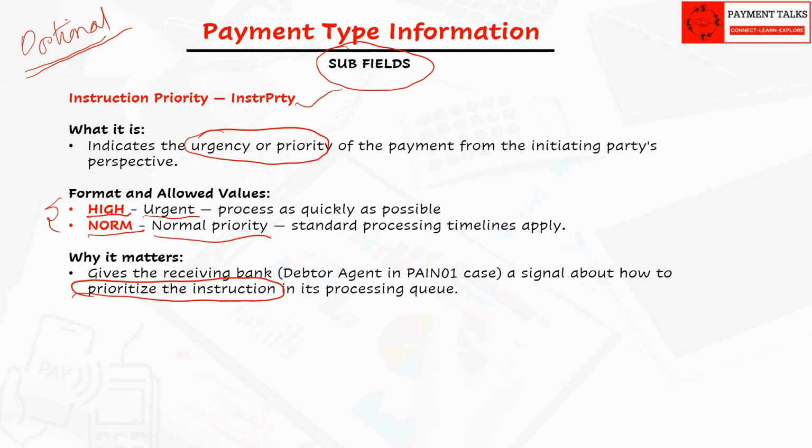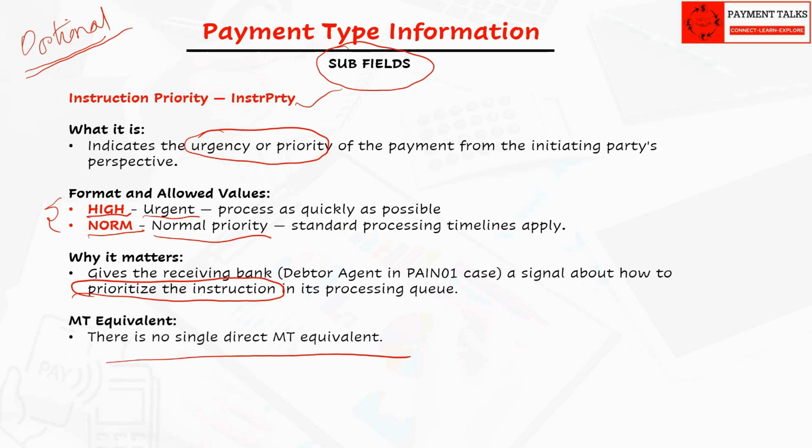Important nuance. Instruction priority is guidance to the bank. It does not guarantee a specific settlement time on its own. The actual settlement timeline is determined in combination with the service level field and agreed cutoff times between the corporate and its bank. MT equivalent. There is no single direct MT equivalent.